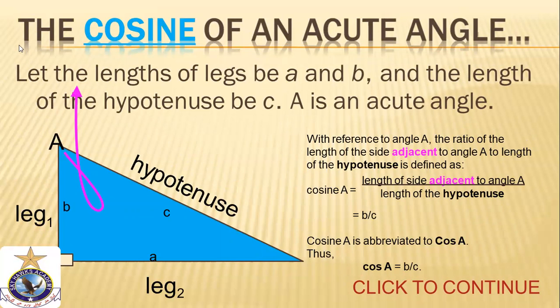The cosine. Please read this one. The cosine of an acute angle: let the lengths of legs be A and B, and the length of the hypotenuse be C. A is an acute angle. With reference to angle A, the ratio of the length of the side adjacent to angle A to the length of the hypotenuse is defined as cosine A, which is the adjacent side over the length of the hypotenuse, so B over C. Cosine is abbreviated as cos A, thus cos A is equal to B over C.